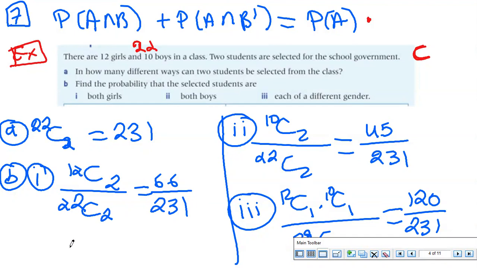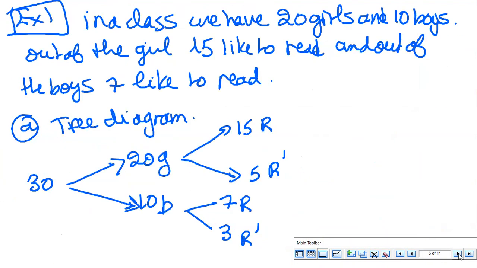For example, what is the probability that she's wearing glasses? So I'll just choose from the girls those that are wearing glasses. So my numerator will be the number of girls that are wearing glasses. We will see it in another example.